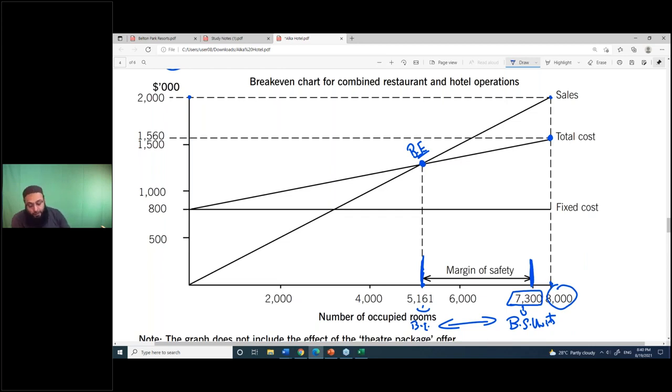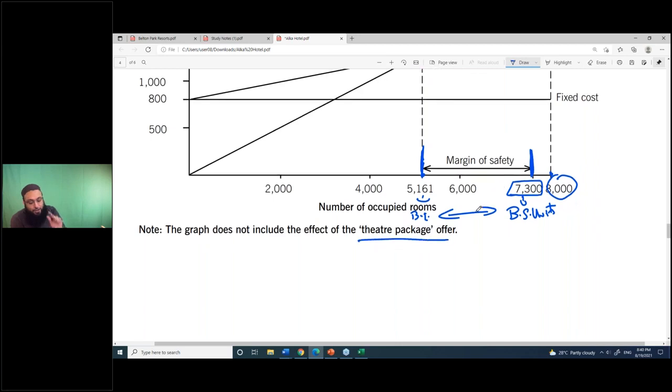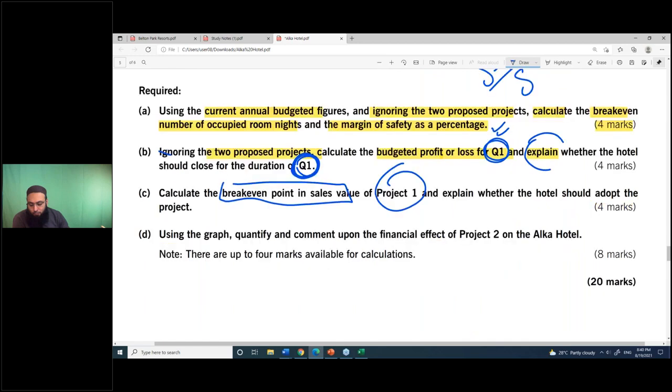Now let's see what is the requirement. Remember, theater package is not part of this. Using the graph, quantify and comment upon the financial effect of project 2 on the Elka hotel for 8 marks. There are 4 marks available for calculation. One can expect this part to completely come on a word processing sheet.